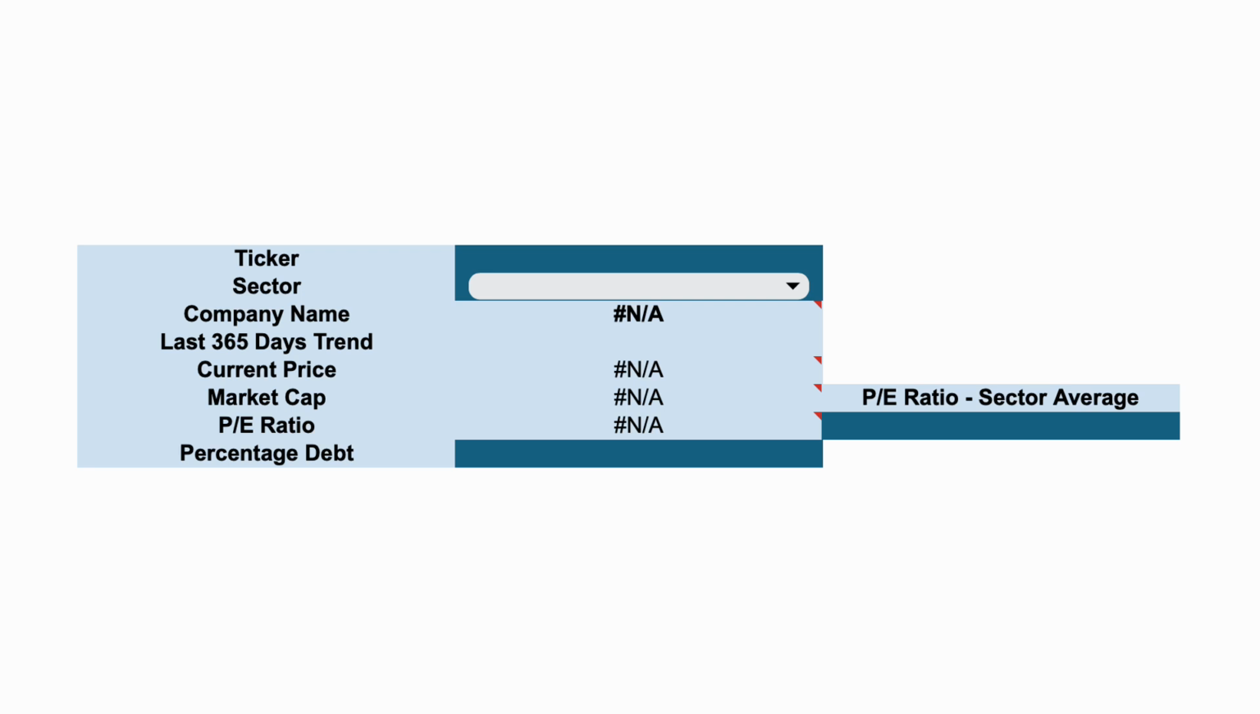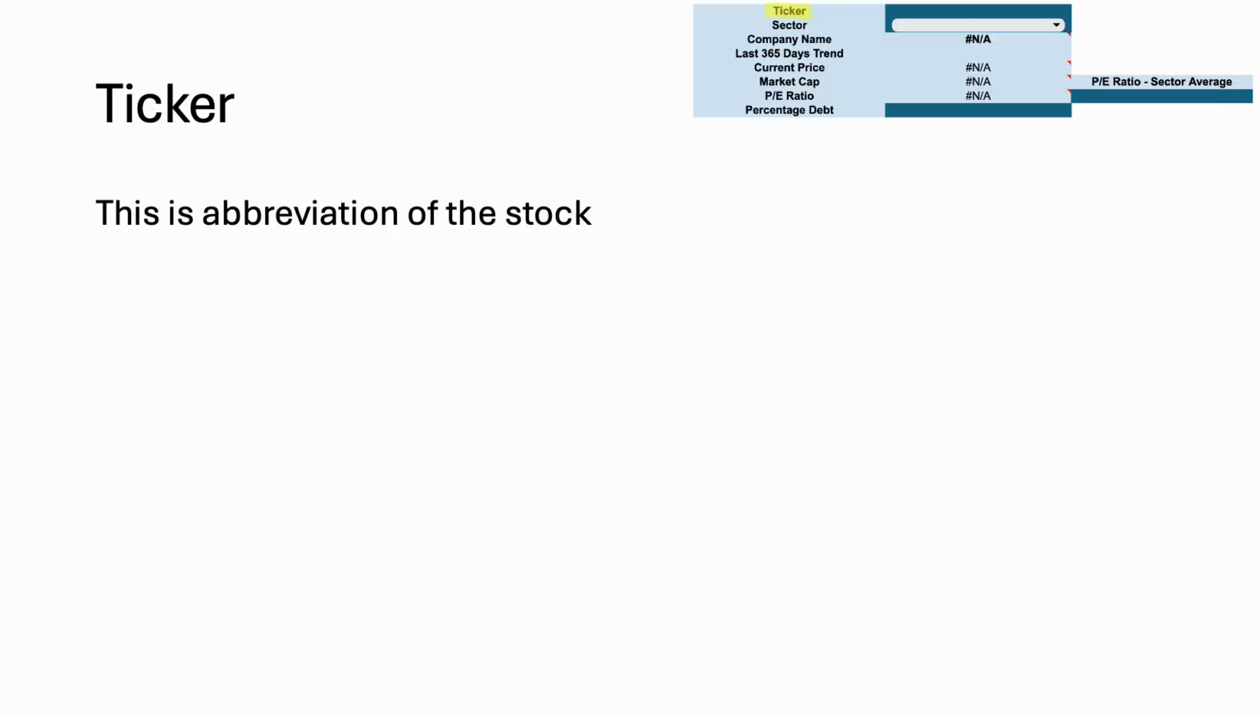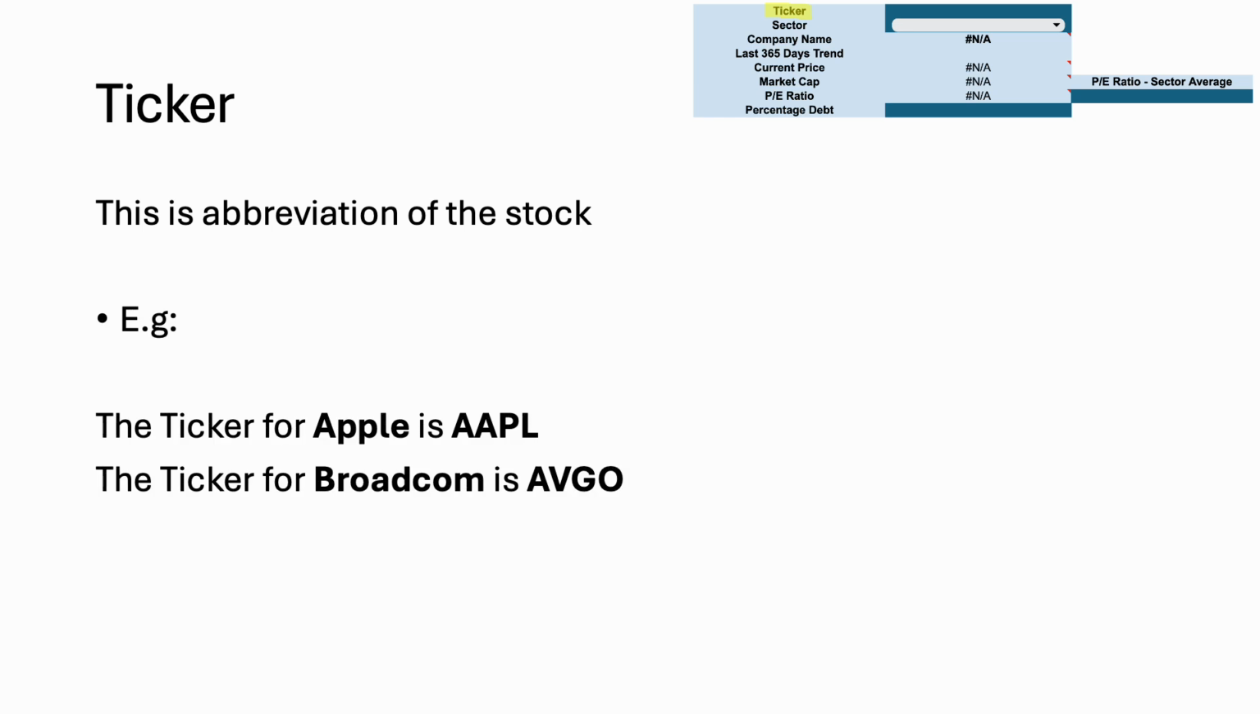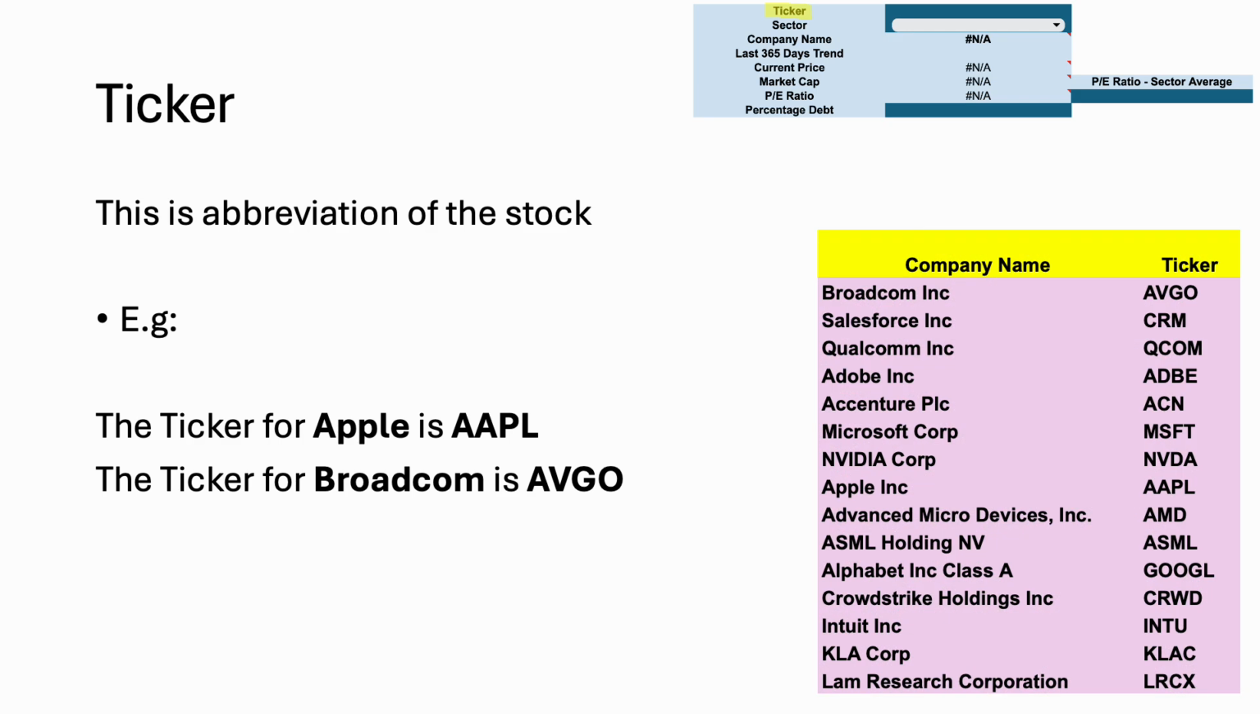This first section has got a few terms such as ticker, sector, company name, and things like that. So starting with the ticker itself, this is basically the abbreviation of the stock. Every stock has a ticker. For example, the ticker for Apple is AAPL, the ticker for Broadcom is AVGO. So here's a table as an example from my tracker, where you've got all of these tickers on the side and the company names right next to it.